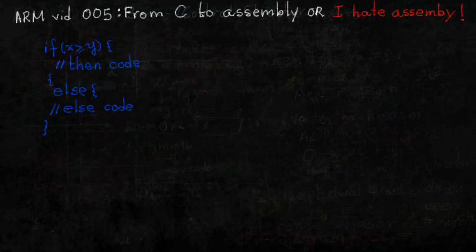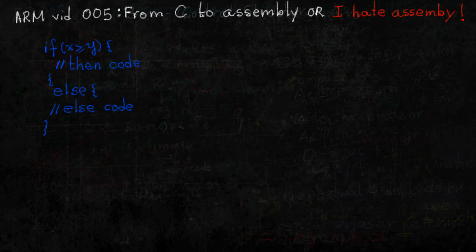Welcome to ARM video number 5, from C to assembly, or I hate assembly, because I do. Imagine that you're writing a piece of code and you need something like an if then else. So you go and you write your if then else in C, and then the goal is to convert this if then else code into assembly language, because it's what you have to do in this case. So how to do that?